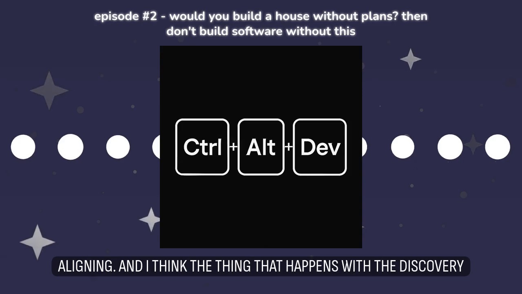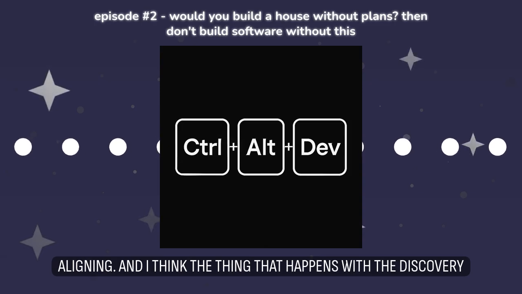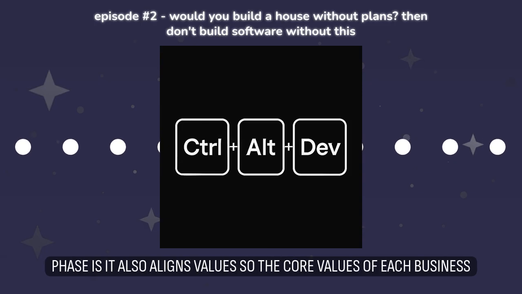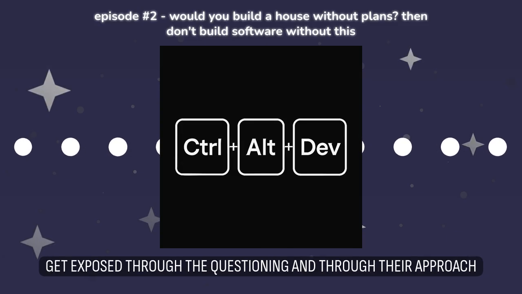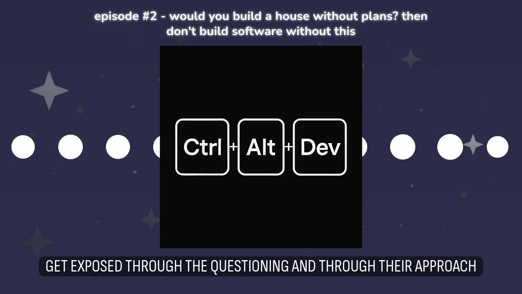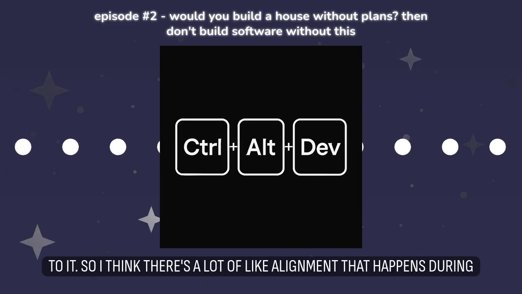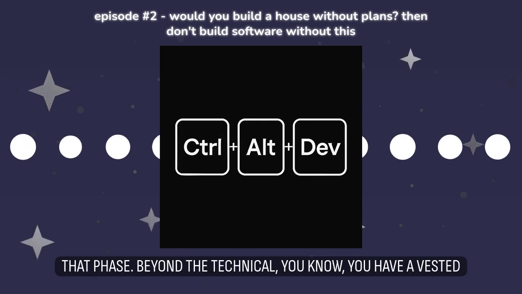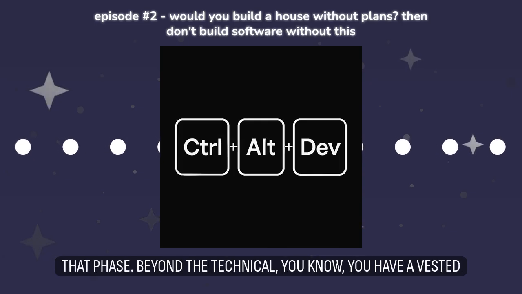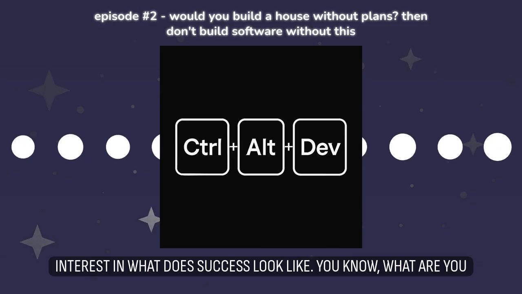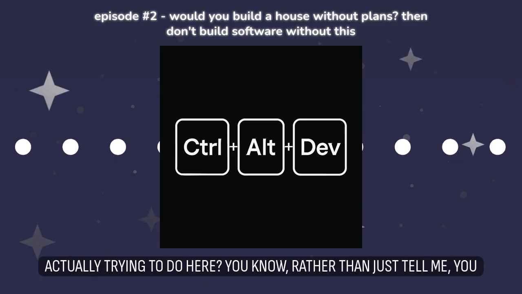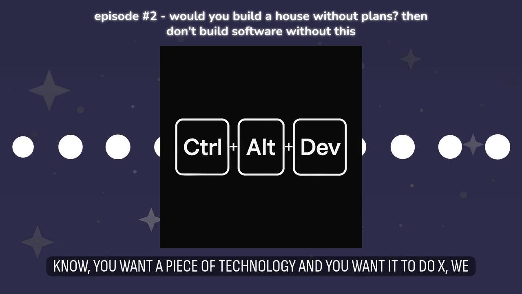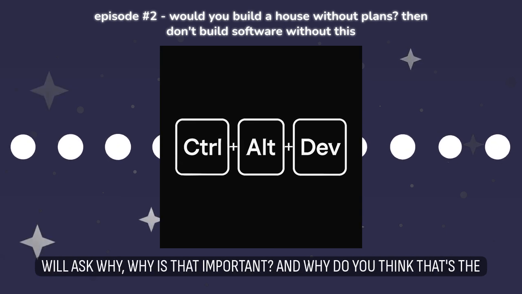It's about aligning. And I think the thing that happens with the discovery phase is it also aligns values. The core values of each business get exposed through the questioning and through their approach to it. So there's a lot of alignment that happens during that phase beyond the technical. You have a vested interest in what success looks like. What are you actually trying to do here? Rather than just telling me you want a piece of technology to do X, we will ask why. Why is that important, and why do you think that's a solution?